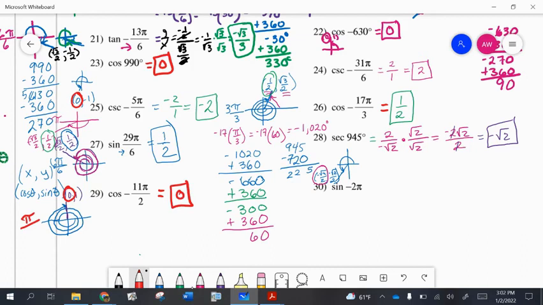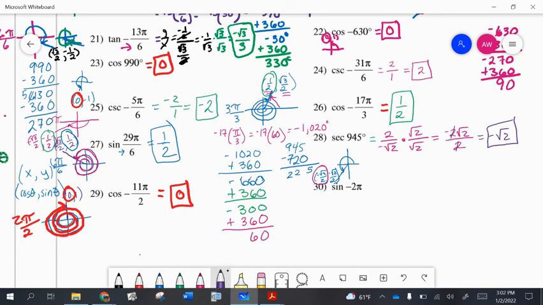I counted by single pi over 2's that time because I knew each quadrant was pi over 2. So I said negative pi over 2, negative 2 pi over 2, and so on, up to negative 11 pi over 2 is what we did there. But I could have thought of a whole pi looking like 2 pi over 2, and that might have made it a little faster to count.